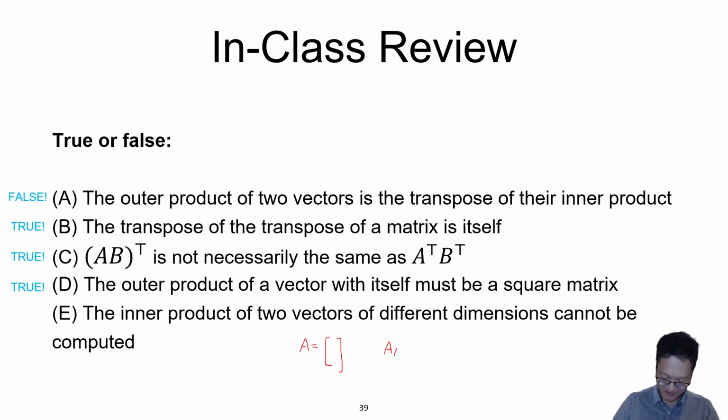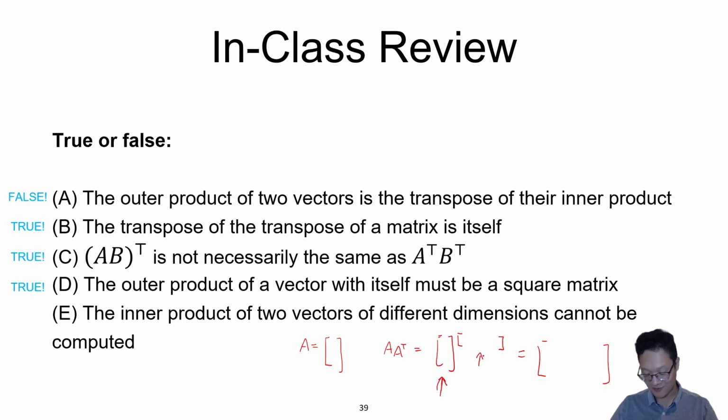A transpose. That's going to give you, again, column vector multiplied by row vector. And then that's going to give you a matrix. And in fact, it's a square matrix because the number of columns here is going to be the same as the number of rows here, which is the same as the number of columns here. So the resulting matrix will always be square.